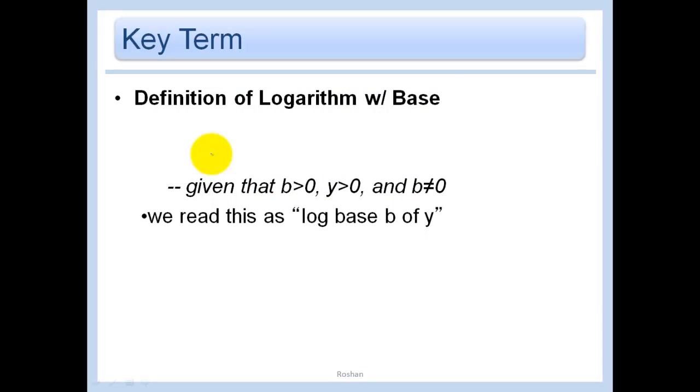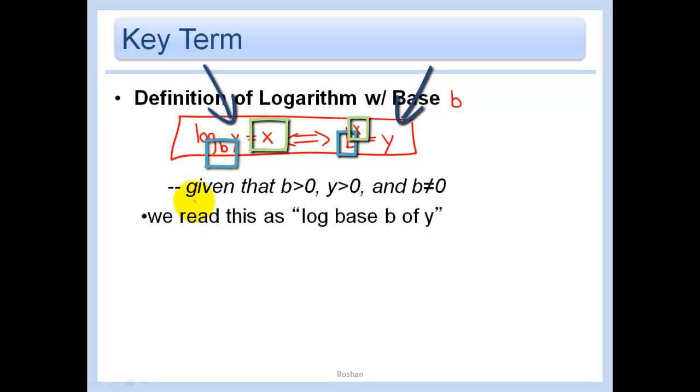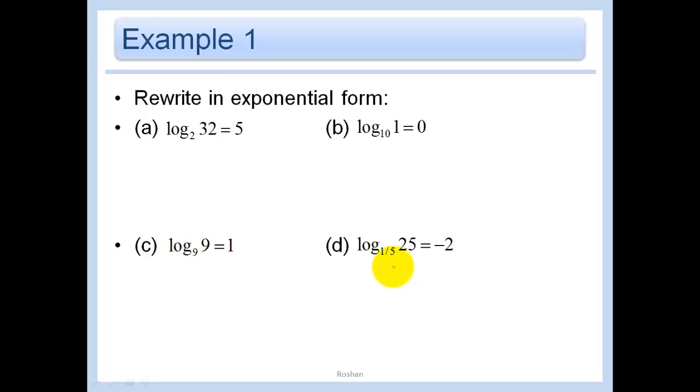The definition of a logarithm with base b is just that log base b of y equals x is equivalent to the statement b to the x power equals y. That, in a nutshell, is what we're going to be talking about. So log base b of y equals x is equivalent to the statement b to the x power equals y. And we read log base b of y as log base b of y. I think this will make things make a lot more sense.